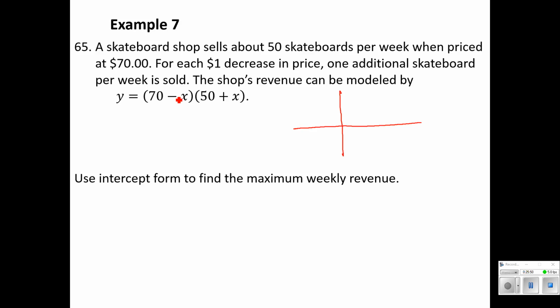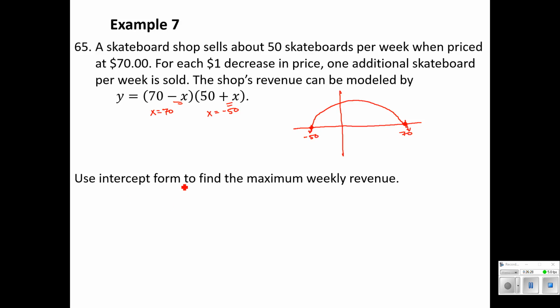So here, 70 minus x. Well, that means I have an x-intercept of 70. And here I have an x-intercept of negative 50. All right, and trying to find a maximum point there. So we should see a parabola that's opening downward. And if we tried to FOIL this out, certainly we would see a negative x squared when we do negative x times positive x. So that makes sense for us.